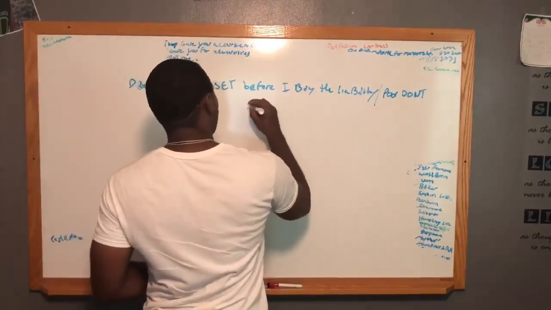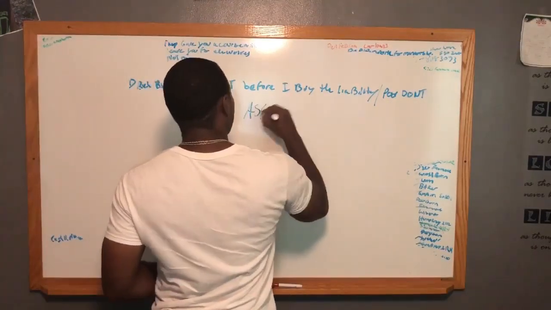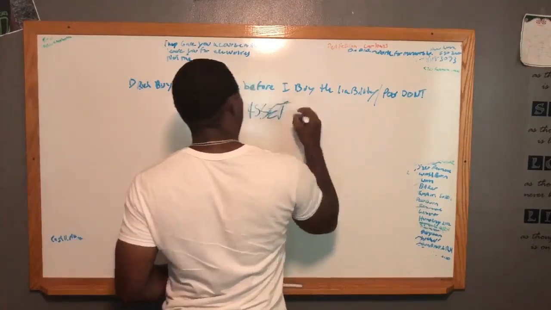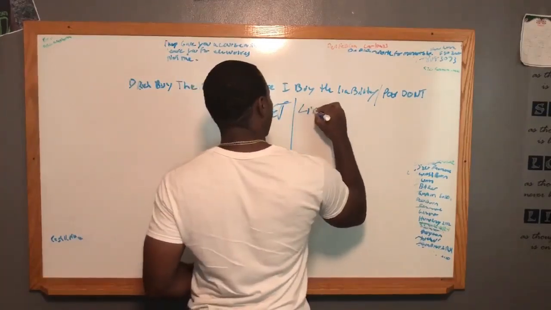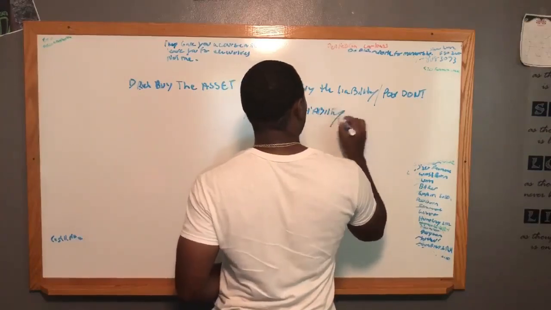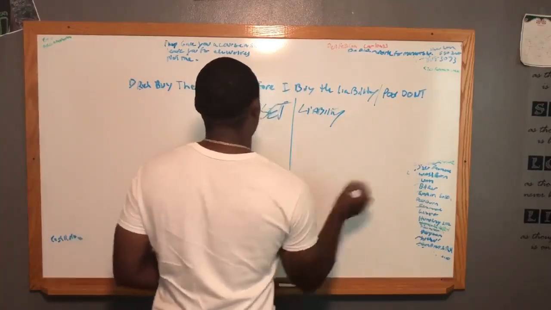First thing I want you to do is this. You can keep this to yourself, by the way. This is a personal financial statement. I want you to write asset, a line, and then liability. I go over this about once every 6 months for people.